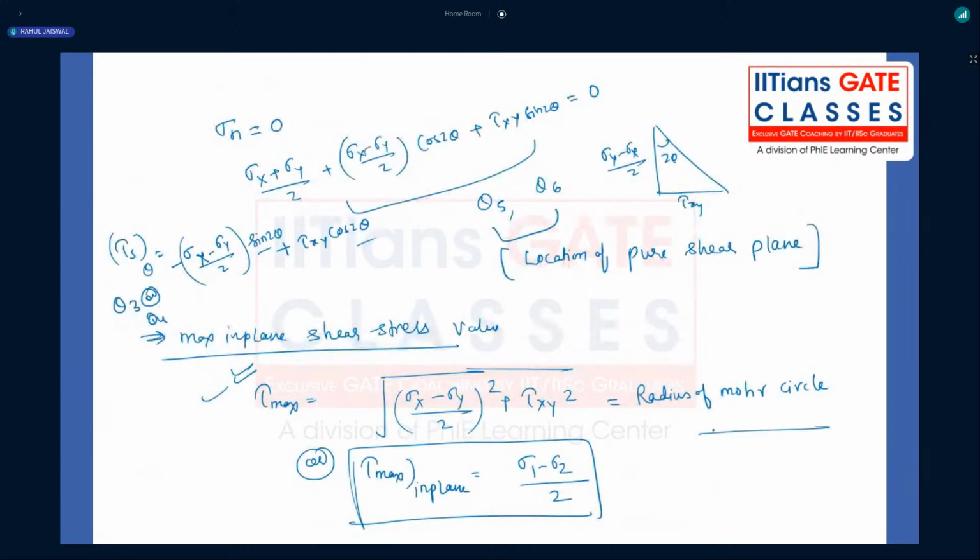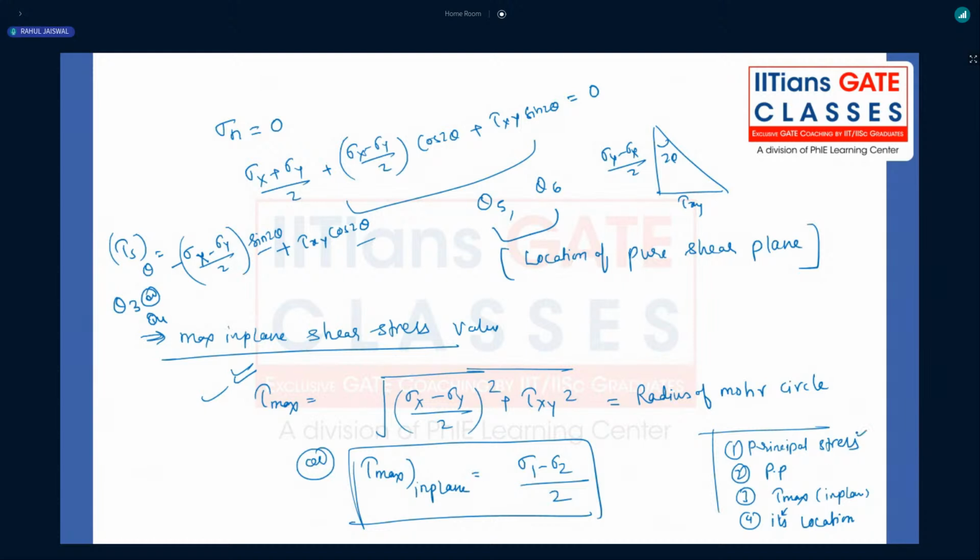You have learned four things, right? Principal stresses, principal plane, maximum shear stress, that is the in-plane, and its location. Yes or no, guys? These are the four things we have calculated, right?